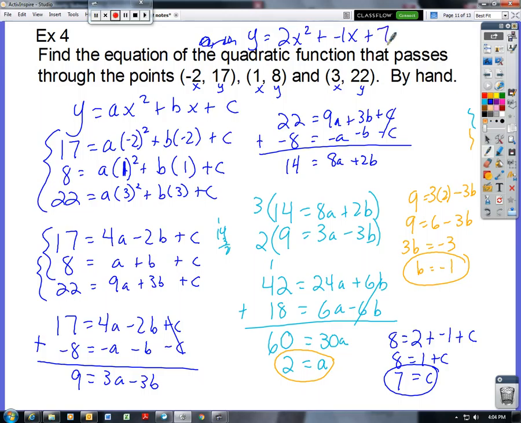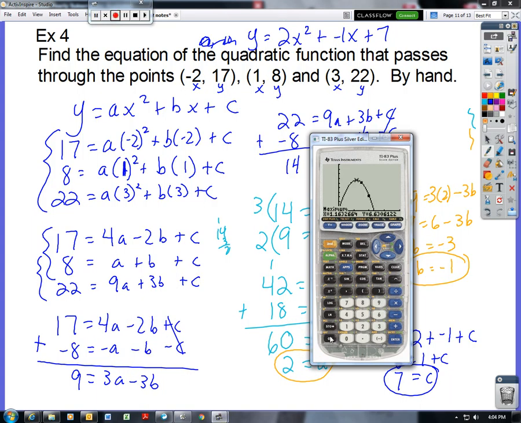And then to check it, a fast way is to just put this in y1. Look in your table and see if these values are in your table. I'm definitely wanting to check this because remember how easy it was to make mistakes. 2x squared minus x plus 7. And to check it, I'm going to make my table. Let's start at negative 2, how about? And we'll count by ones. Okay, negative 2, 17 is on there. 18 is on there. 3, 22 is on there. So we know we did it correctly.